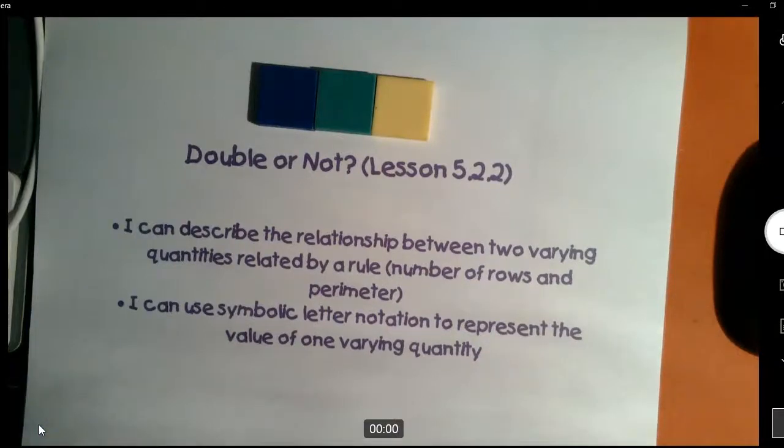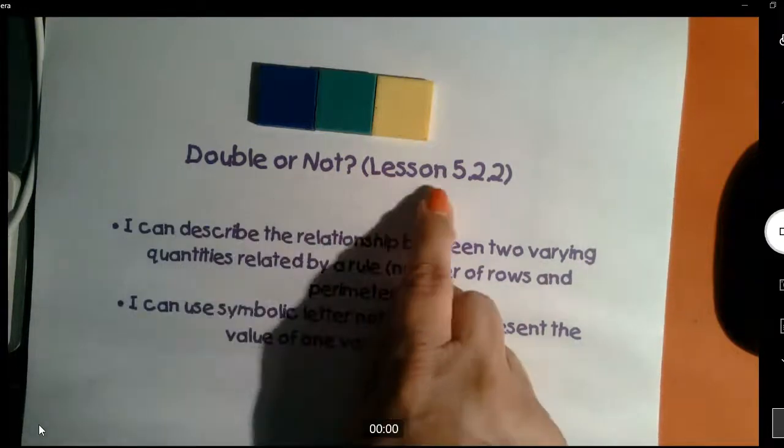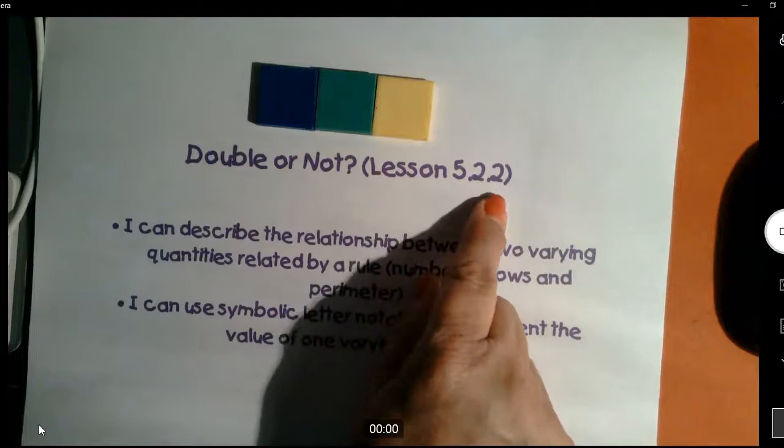Hello, fifth graders. This is Mrs. Salyer from Roosevelt Elementary, and I'm going to be adding on to the lessons that you've had on area with Mrs. Sutherland and the lesson that you had on perimeter with Miss Johnson. Today's lesson is called Double or Not, and it is lesson 5.2.2.